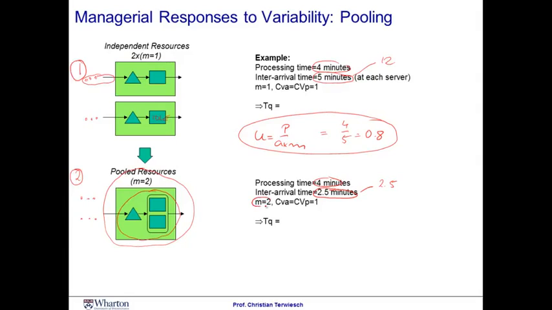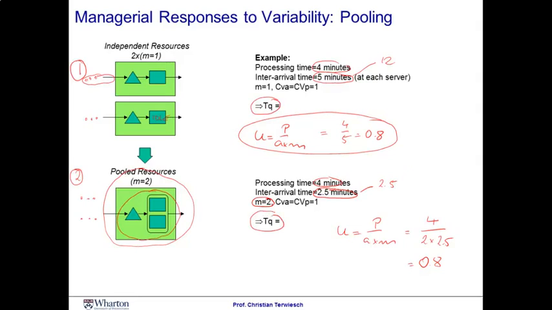Finally, I have M equals 2. M equals 2, P equals 4, A equals 2.5. If I plug this into the formula, P divided by A times M, I'm going to get a utilization of 4 divided by 2 times 2.5, and voila, it's the same 80% as I had before. So pooling by itself actually does not change the utilization, but it will impact the waiting time.